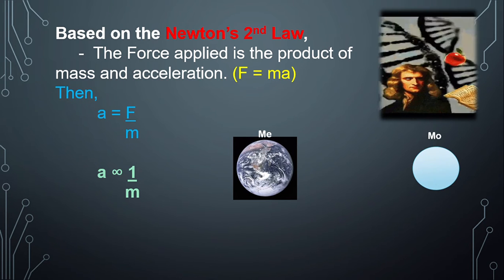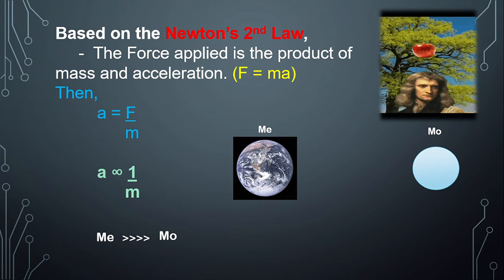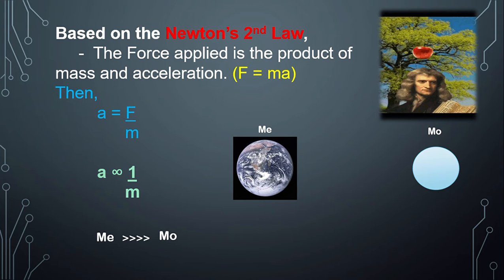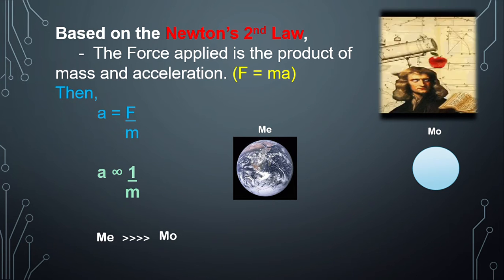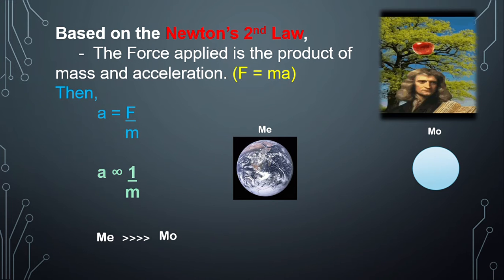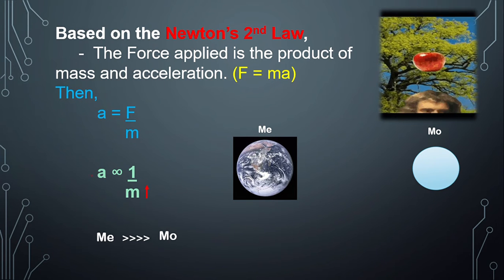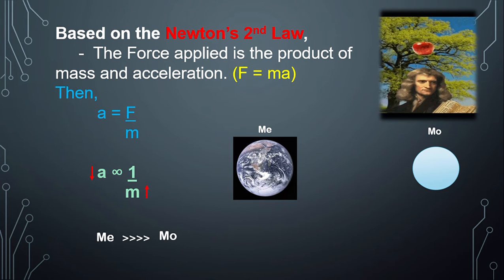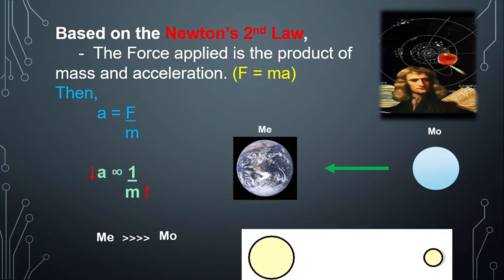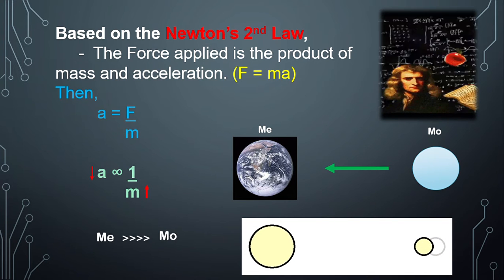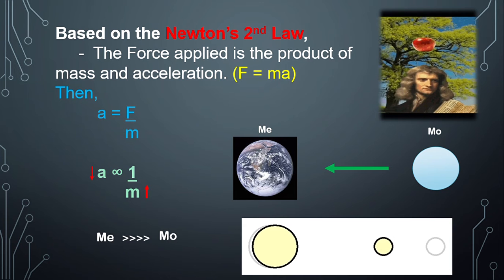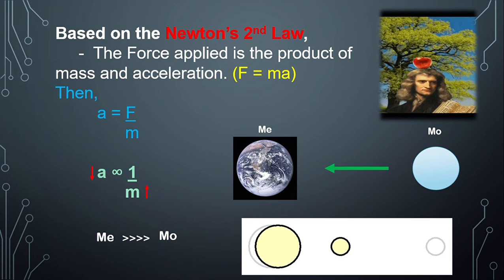If the mass of the earth is Me and the mass of the object is Mo, you know the mass of the earth is much greater than the mass of the object. And also, if the mass increases, then the acceleration decreases. Due to this reason, the object starts to accelerate towards the earth and not the other way around. Hope that makes it clear.